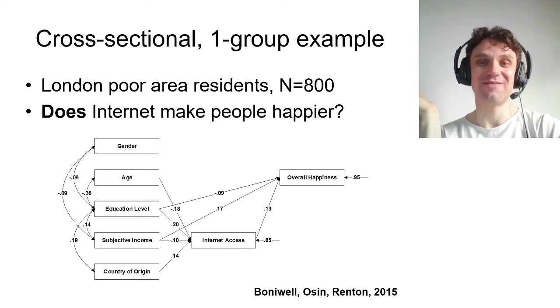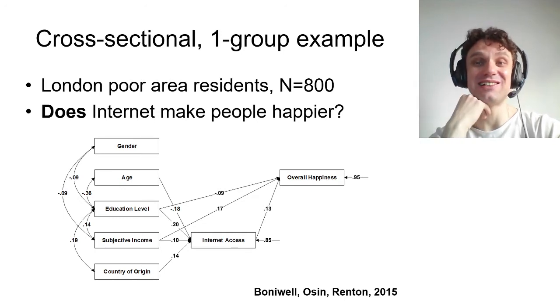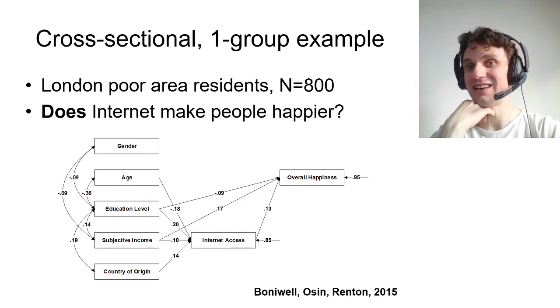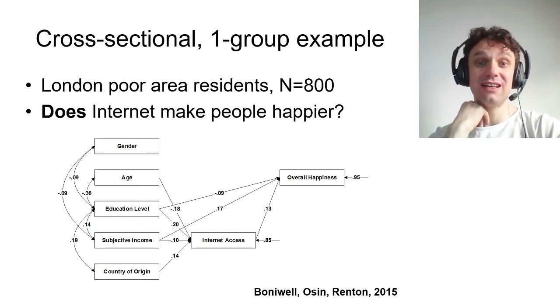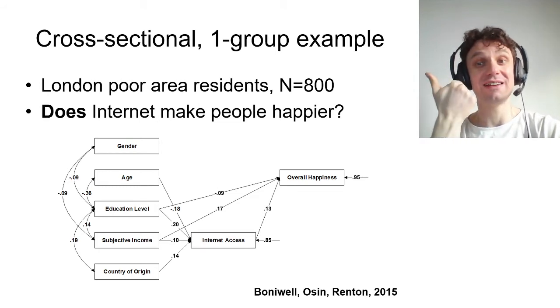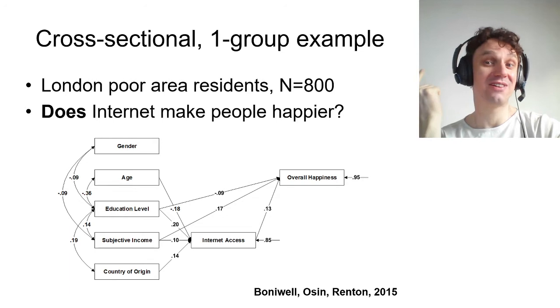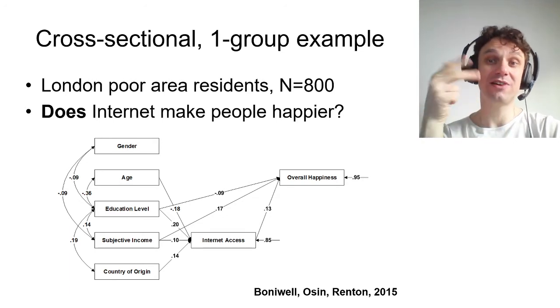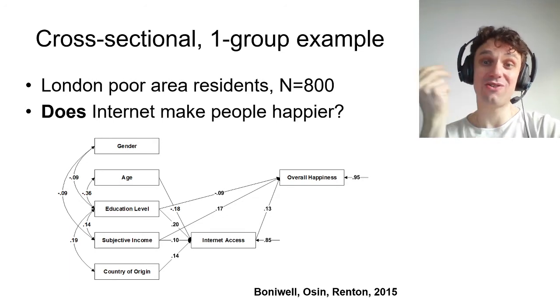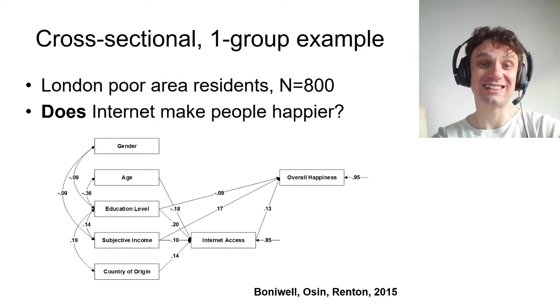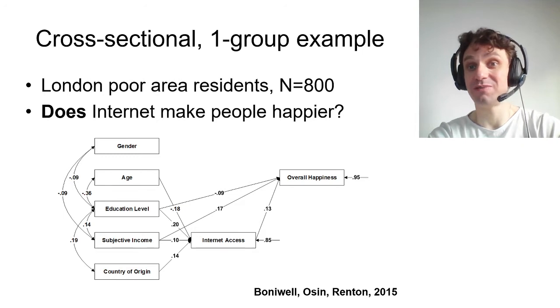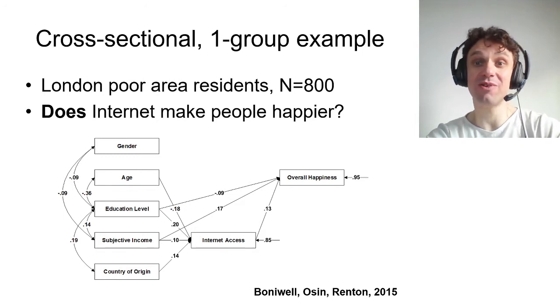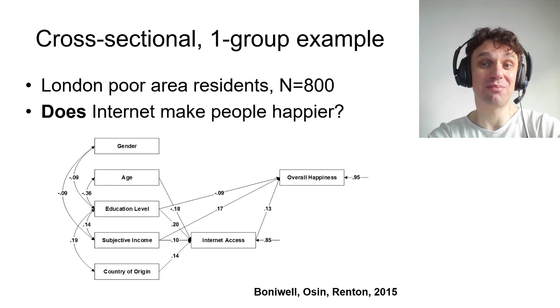Obviously, you start thinking about alternative explanations straight away. Why are people who have internet also happier? Maybe because they earn more money, or maybe because they are more educated, or maybe because they're younger, or maybe there is some other reason. There are a whole bunch of possible alternative explanations that you can propose. Maybe this correlation is completely spurious.